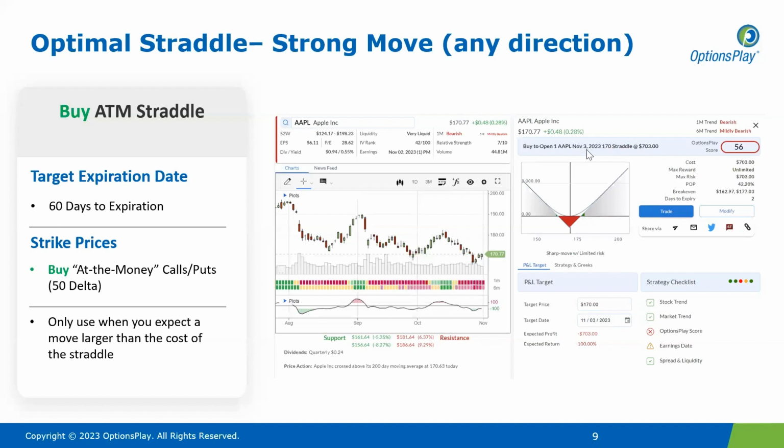My screenshots were a little bit messed up here, so don't worry about this expiration. It should be around 60 days to expiration. But we'll say, for example, that this is like the December monthly expiration instead.